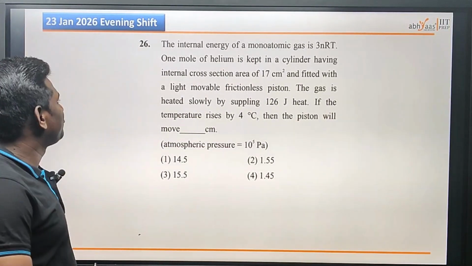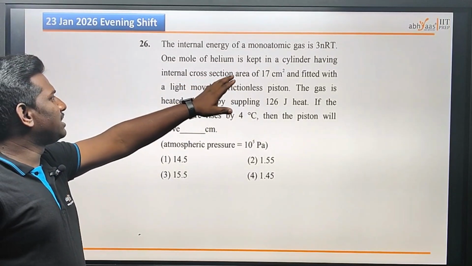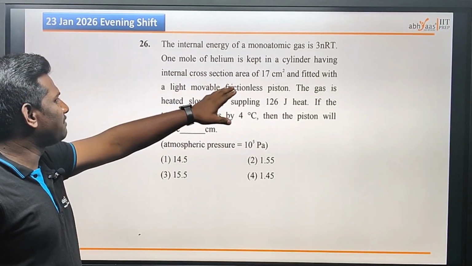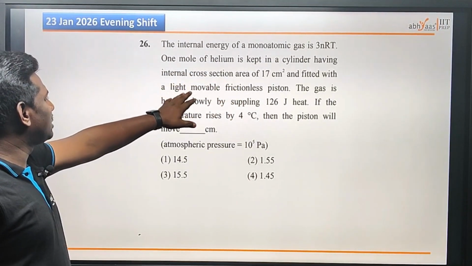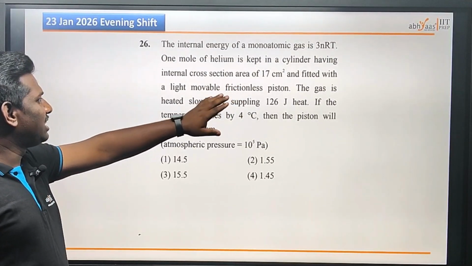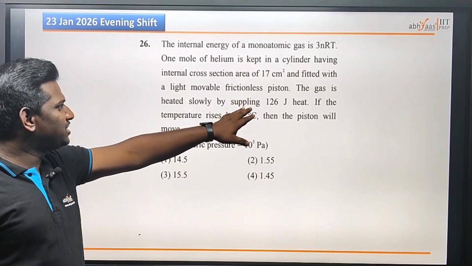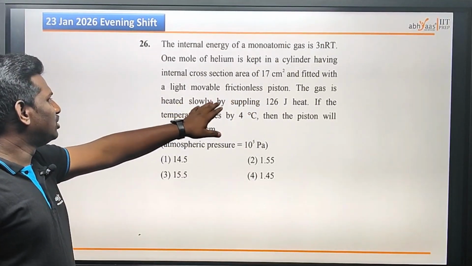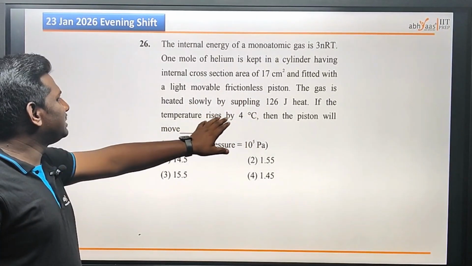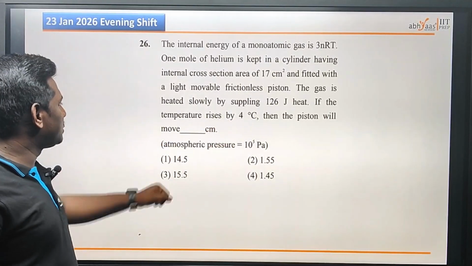So see here, question number 26. The internal energy of a monoatomic gas is 3 nRT. 1 mole of helium is kept in a cylinder having internal cross-sectional area, they have given 17 centimeter square, and fitted with a light movable frictionless piston. The gas is heated slowly by applying 126 joule heat. If the temperature is raised by 4 degrees centigrade, then the piston will move.